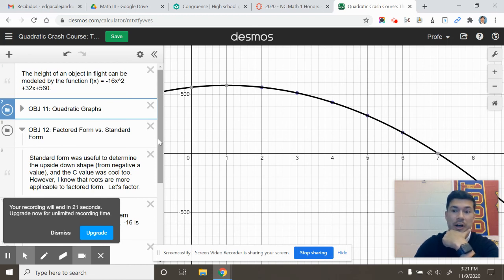So that was a 5-minute crash course into quadratic graphs. Once again, the important features are the y-intercept, which you see as the constant in standard form, the vertex, which is a maximum or a minimum, in this case a maximum because my a value is negative, and then the roots, which there will be 2 roots. In this case, only one of them makes sense. It's the x-intercept of 7.